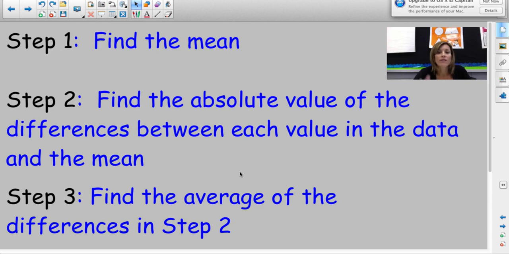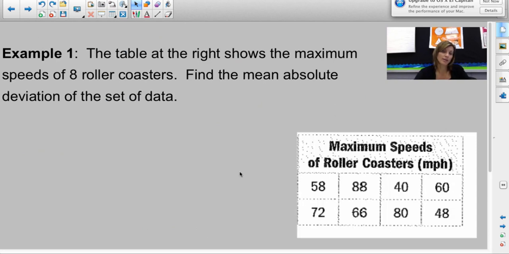All right, so our step one, we're going to find the mean. And then we're going to find the absolute value of the differences between each value in the data and the mean. And then we're going to add those differences up and find the second mean of those differences. And I know it doesn't make much sense right now, but it surely will with example 1.